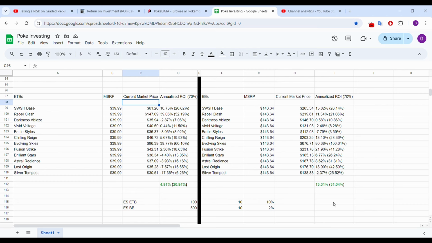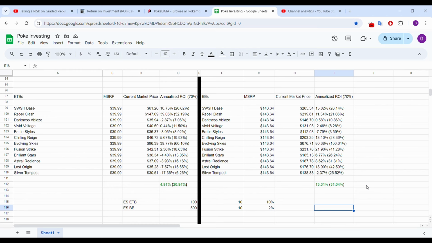So when we add all these up, we get an annualized ROI of 13.31%. If we take 70% of MSRP, which we did over here with the ETBs, 70% of MSRP is like $100.55, so pretty much $100. We get a 31.04% annualized return on investment. So when you look at the data, guys, it is pretty clear when we're talking about modern products, booster boxes are outperforming ETBs. Taking data out of context is just ridiculous, like this guy was trying to do. No one cares about XY and Sun and Moon returns in a conversation when we're talking about buying modern ETBs.